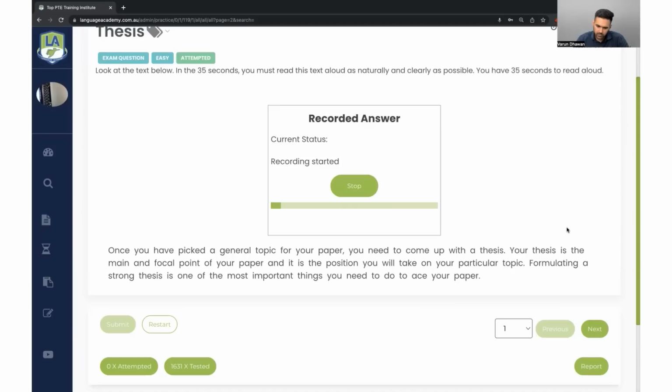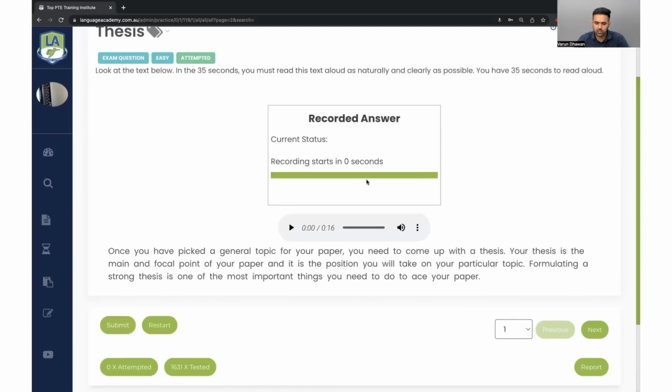Once you have picked a general topic for your paper, you need to come up with a thesis. Your thesis is the main and focal point of your paper, and it is the position you will take on your particular topic. Formulating a strong thesis is one of the most important things you need to do to ace your paper.